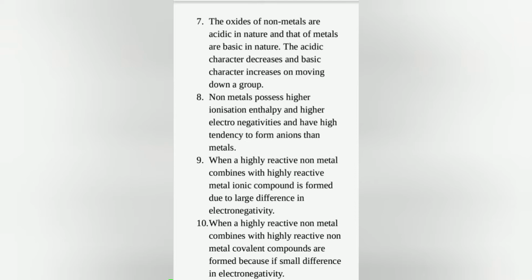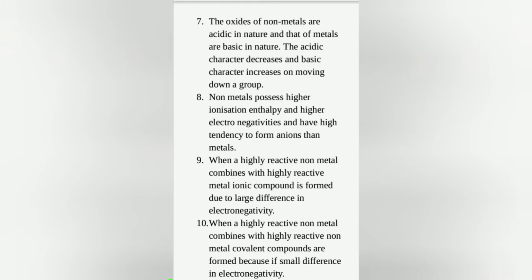The acidic character decreases and the basic character increases on moving down the group, that we know, isn't it? On the left side of the periodic table there are metals, on the right side nonmetals. So we can say the acidic character decreases, meaning the acidic character of the oxides generally. So the oxides of nonmetals are acidic and those of metals are basic in nature.